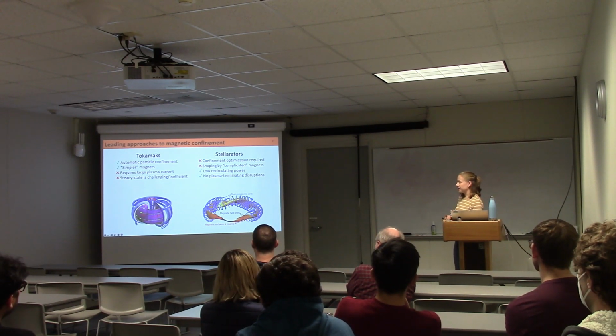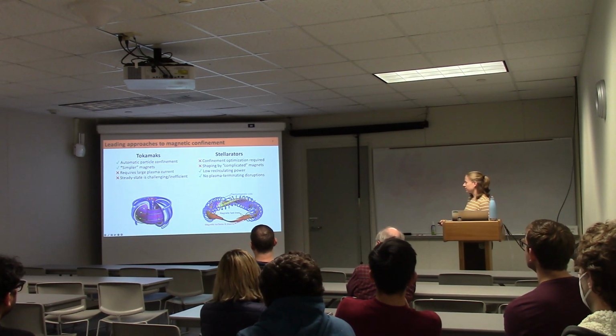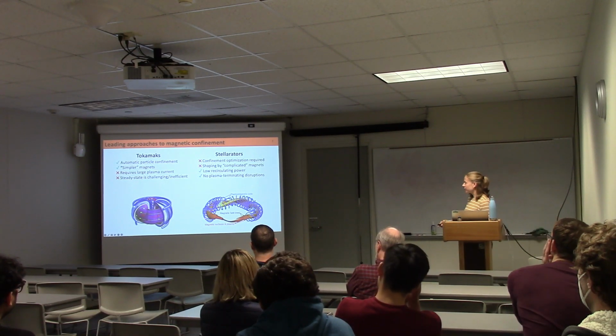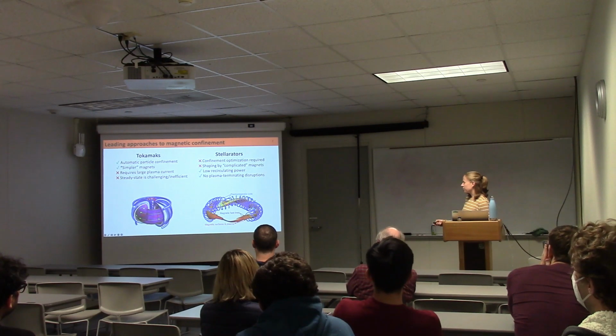And in order to get this twisting of the field lines that gives us the rotational transform, it requires some rather complicated magnets that give us this rotating shape. So here you can see a schematic of the W7-X stellarator in Germany. And the magnetic field is provided by these rather complicated coils in blue.